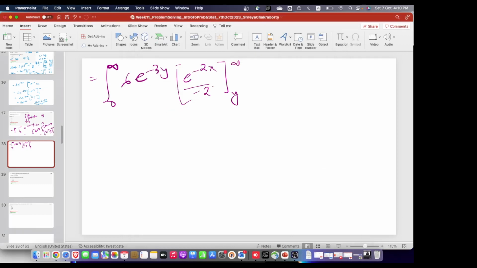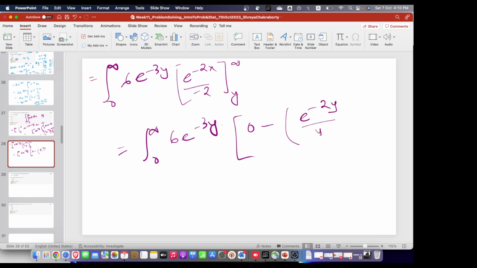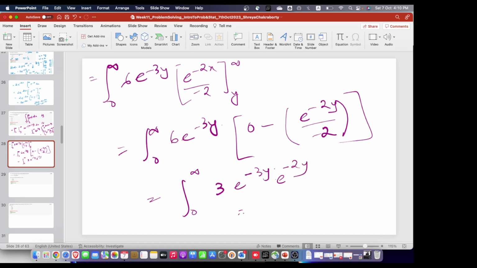So here this will be 0 to infinity 6e to the power minus 3y, 0 minus of e to the power minus 2y by minus 2. Okay, so this will be 0 to infinity 3e to the power minus 3y into e to the power minus 2y. So it will be 3e to the power minus 5y dy.